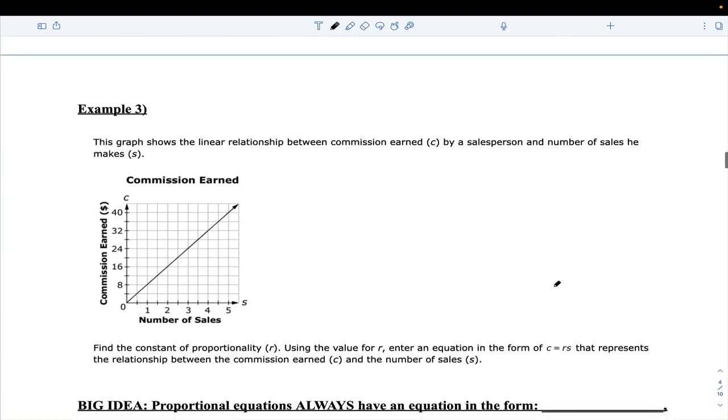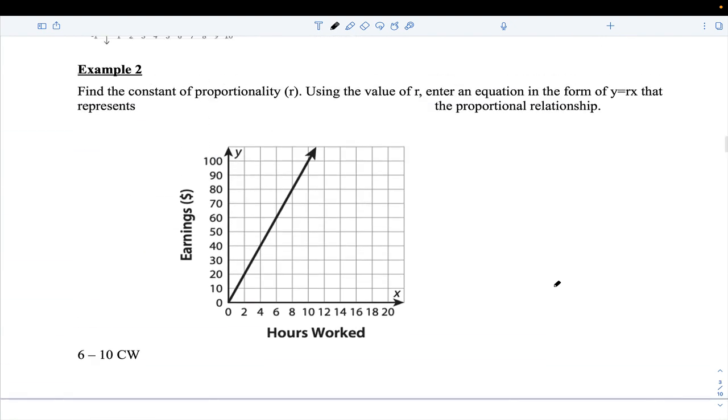Oh, what? 2 examples? Oh, yeah. All right, example 2, same language. Read it for me, Daniel, track the boards. And Nora, what am I doing for example 2? Find the constant of proportionality r using the value of r entered in the equation in the form of y equals rx that represents the proportionality relation. Put a point at 0, 0. What point do you want me to use next, Max? Track the board.